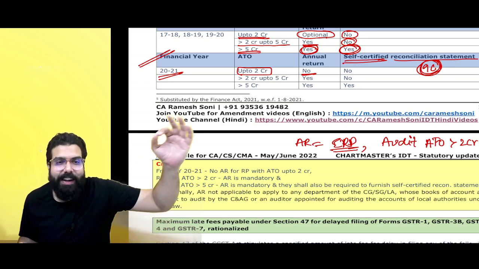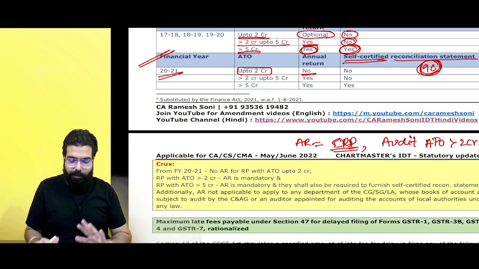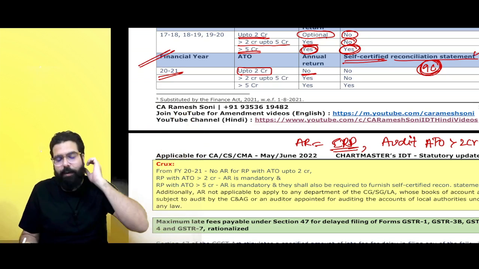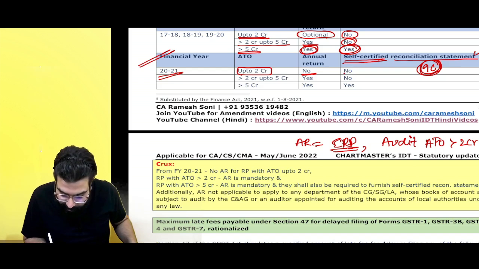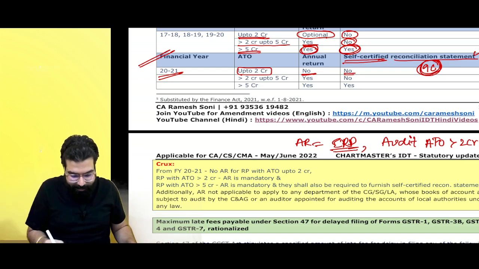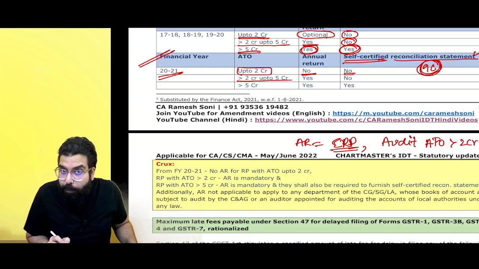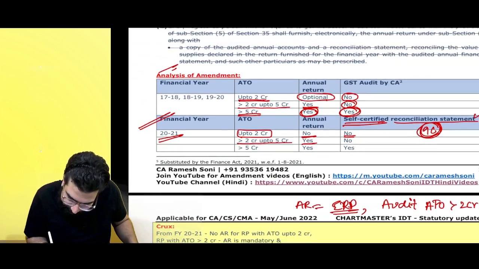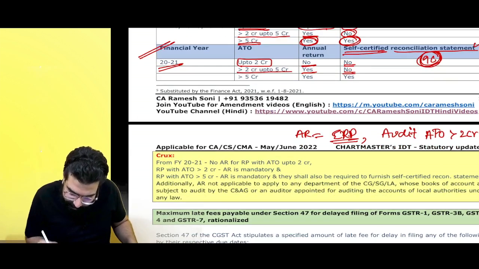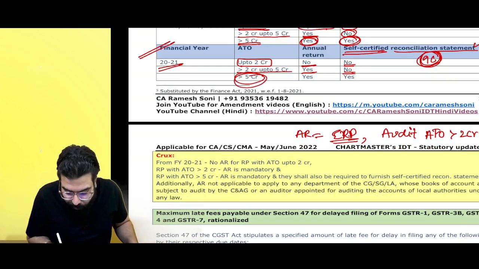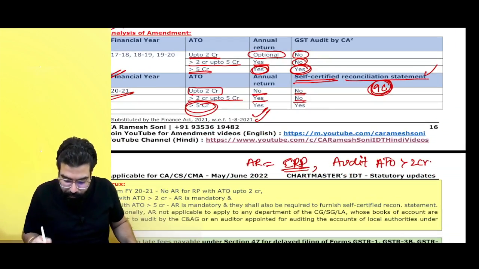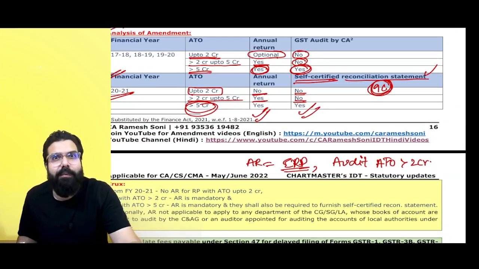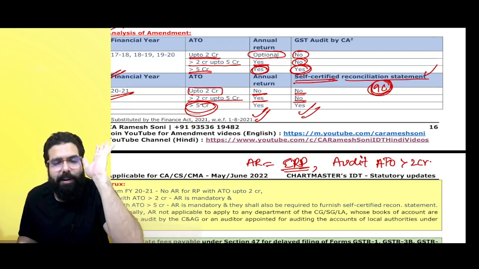In CA Final, we'll learn more about it. Okay, I'm not talking more about it now. In CA Final, we'll talk. Next, so for up to 2 crore, self-certified reconciliation statement not required. Greater than 2 crore up to 5 crore, annual return required, self-certified reconciliation statement not required. Greater than 5 crore, you are required to file annual return, and you are also required to furnish a self-certified reconciliation statement.